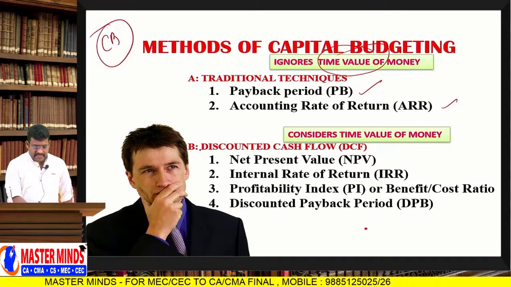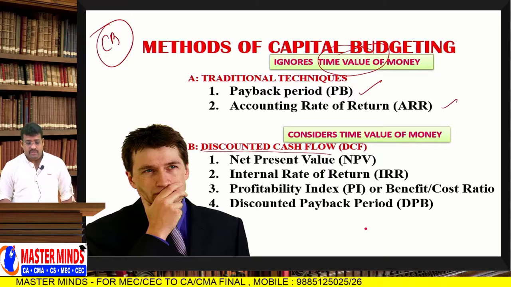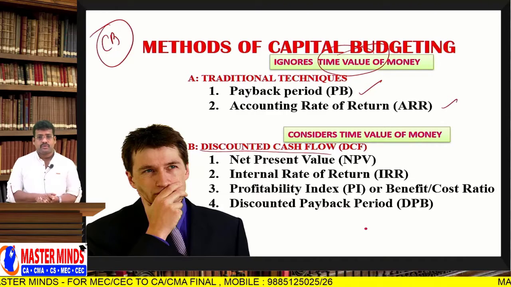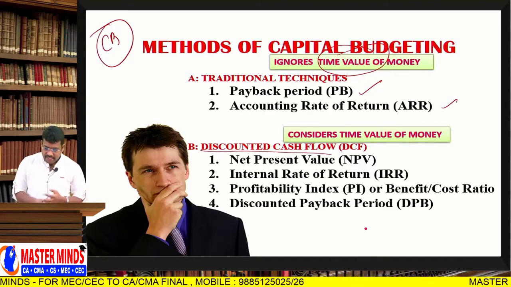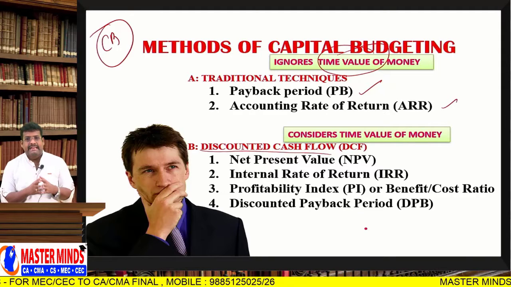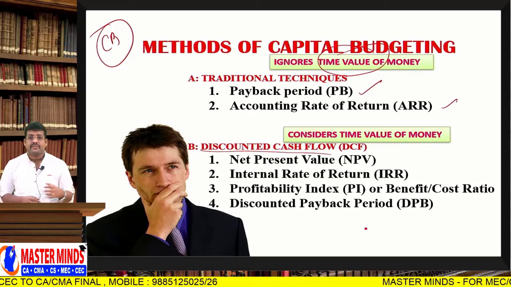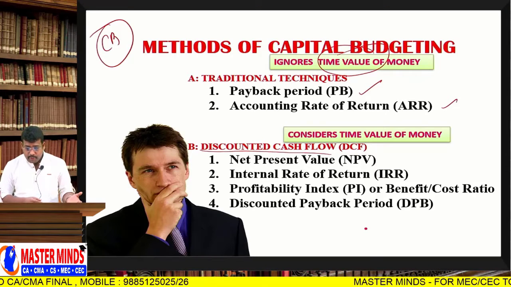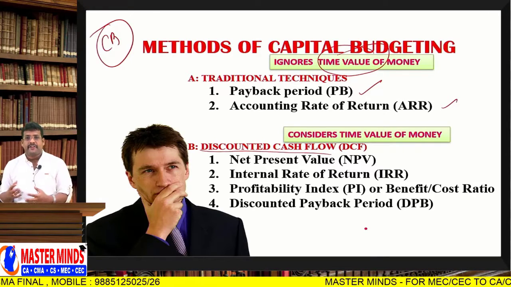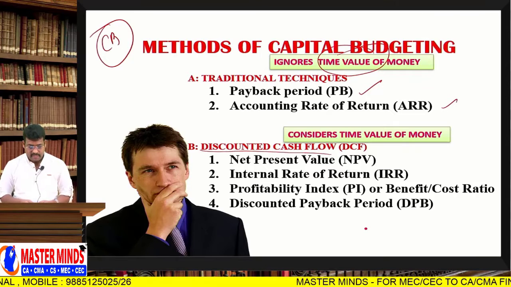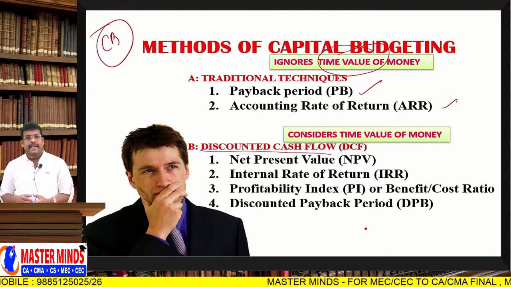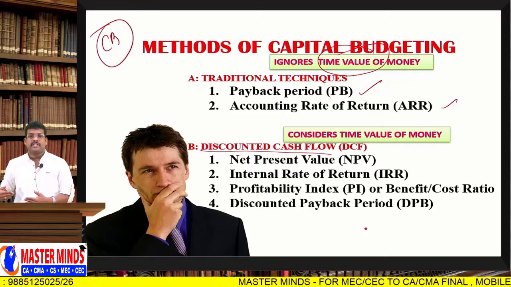Thereafter, modern techniques were developed, which use discounted cash inflows. In modern techniques, you will find NPV, net present value, internal rate of return, which is called IRR, and profitability index, which is also called benefit cost ratio. Thereafter, discounted payback period. So these are the methods we use to learn.